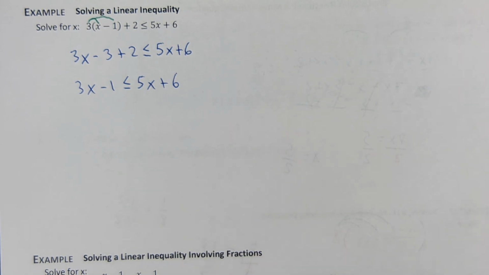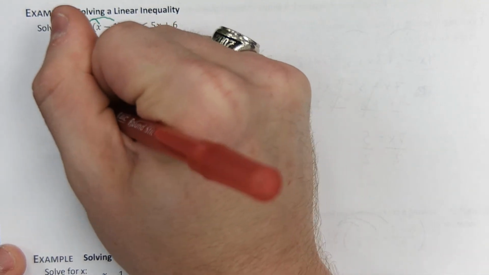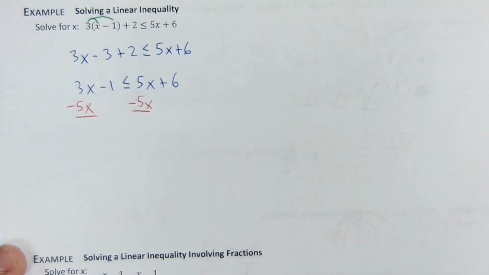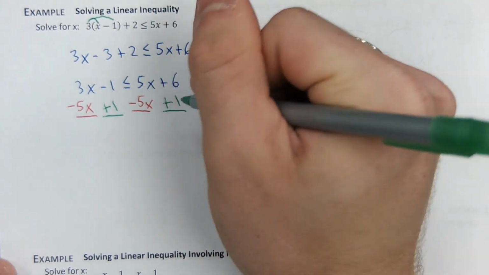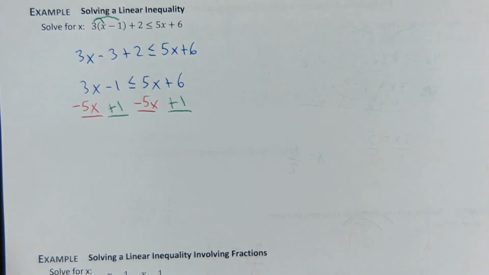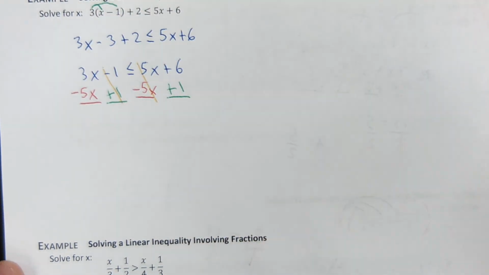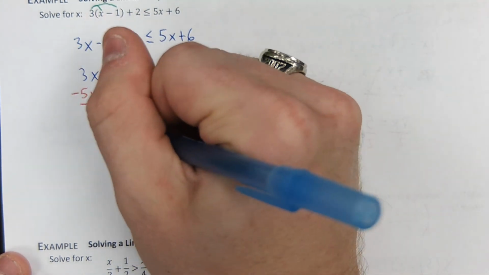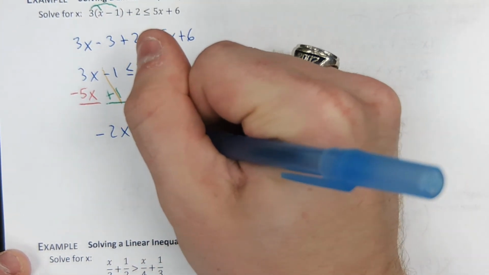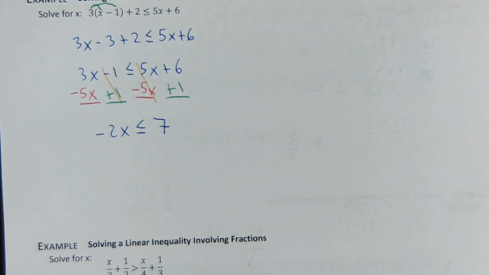It's just easier to understand and talk about it like that. So because of that, I am going to bring my 5x to the left. Now, I don't really enjoy negative numbers in front of my variables, but for inequalities, like I said, it is easier to understand the answer when the variables are on the left. It's going to give me 3x minus 5x, that is negative 2x, less than or equal to 6 plus 1, 7.